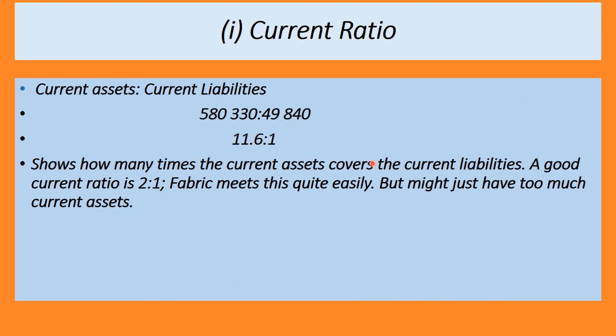Now this ratio shows how many times the current assets covers the current liabilities, or how many times the current assets could pay off the current liabilities. A good ratio is 2 to 1. In fact, that's a benchmark ratio, and Fabric meets this quite easily. They are at 11.6 to 1, but this ratio is probably a bit too high, and they just might have too much current assets in their business.